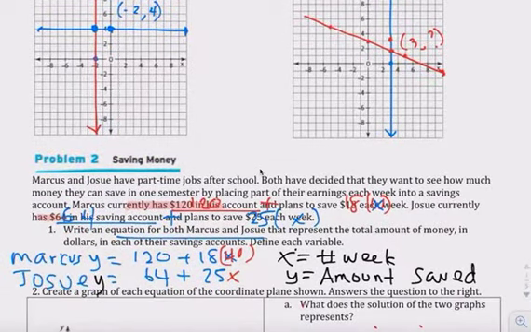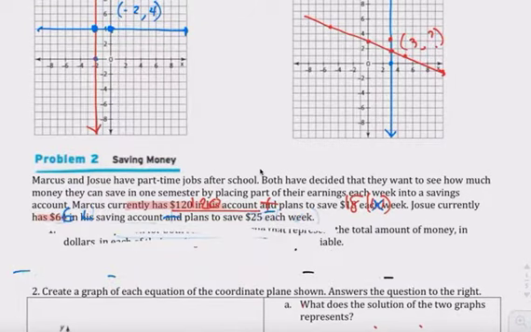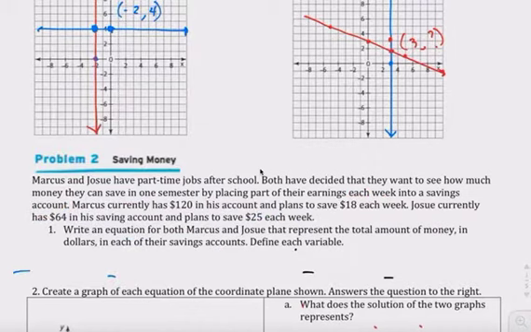This is this part. Let me erase this so I can explain to you what to do here. So what you need to do is write an equation for Marcus and Josue. They both decided they wanted to see how much money they save in one semester by placing part of their earnings each week into a savings account.